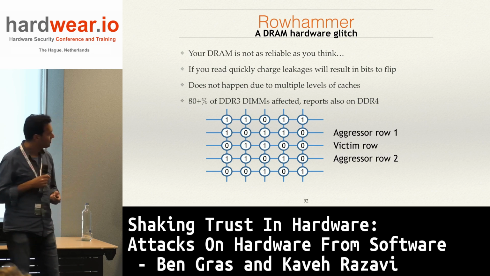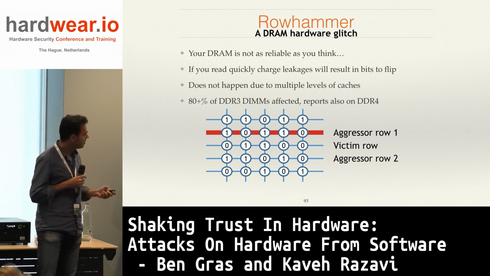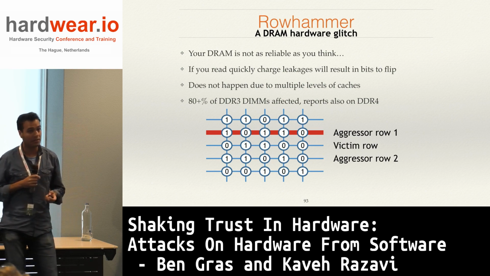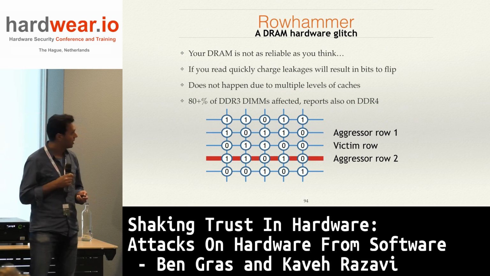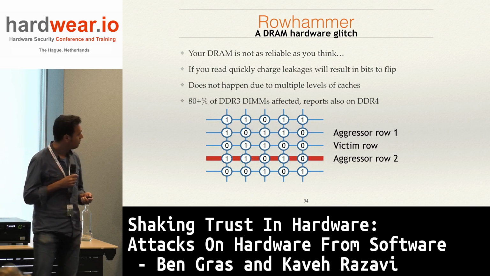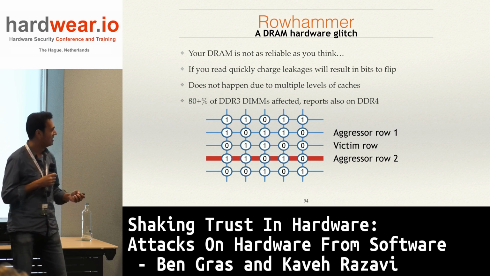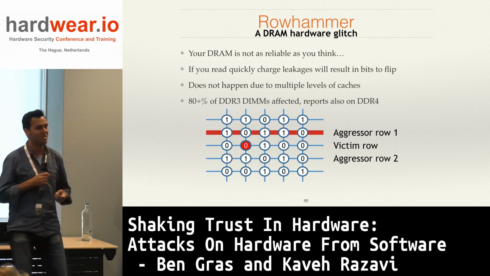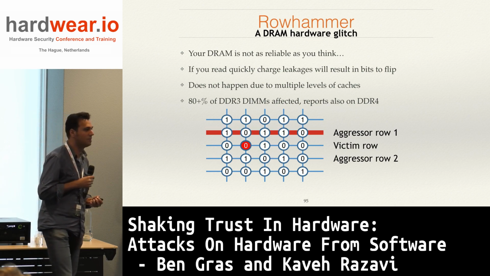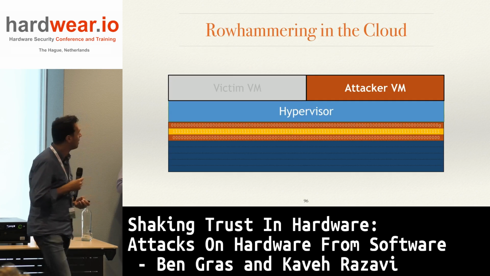So that is what the attacker will do. He'll choose some of these rows, and then start reading from one of the aggressor rows, then try to read from the other one, and do it many, many times. And then at some point, one bit in the middle will flip. And this is the write primitive that we rely on.